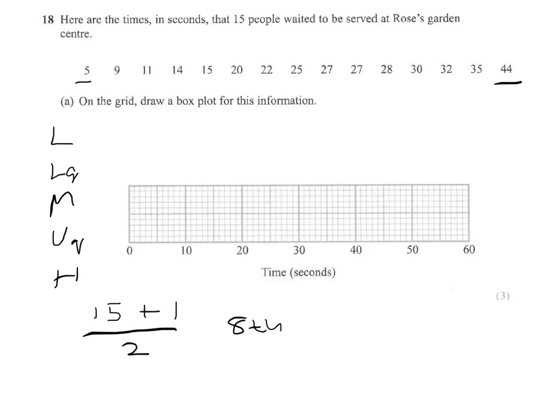So we'll count along. 1, 2, 3, 4, 5, 6, 7, 8. So 25 is our median score.